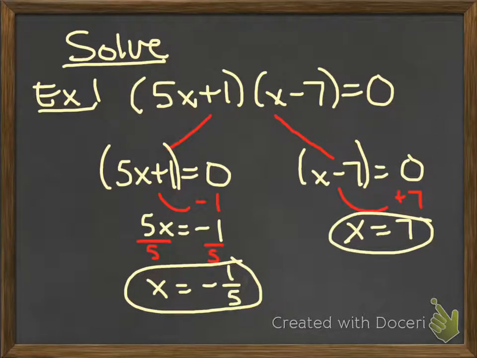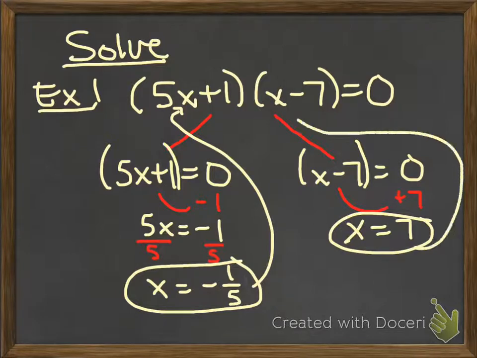If you plug negative 1/5 in here, 5 times negative 1/5 is negative 1. Negative 1 plus 1 is 0. If you plug the 7 back in here, 7 minus 7 is 0. So those are the two answers where you can get an answer of 0.